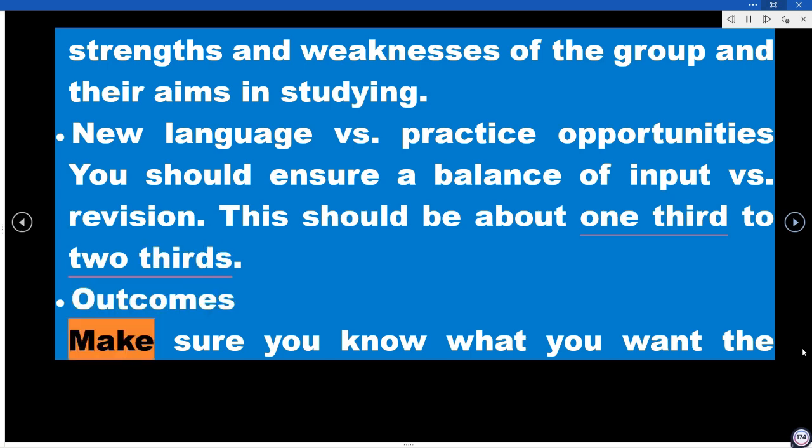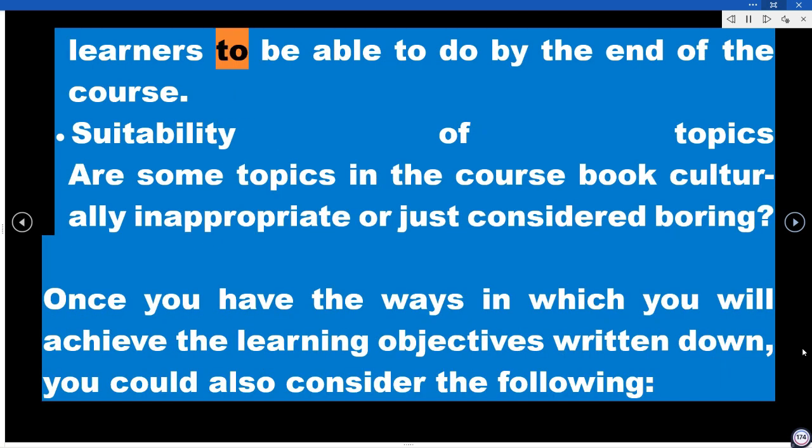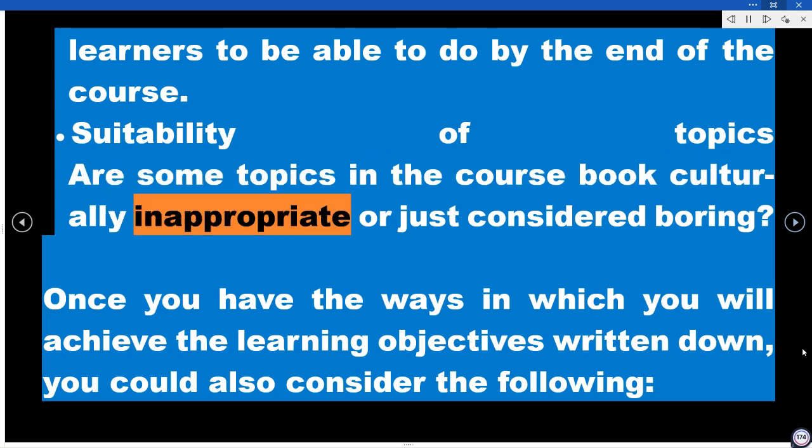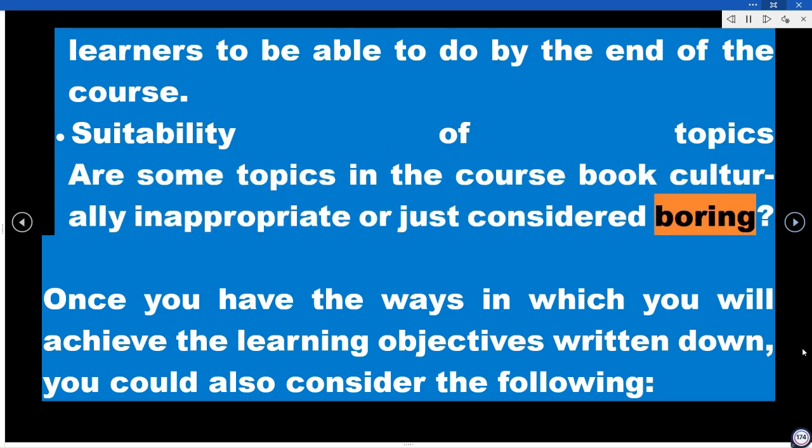Outcomes. Make sure you know what you want the learners to be able to do by the end of the course. Suitability of topics. Are some topics in the course book culturally inappropriate or just considered boring?